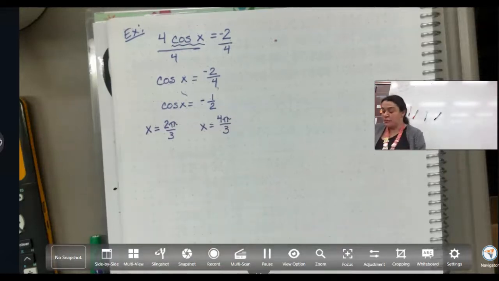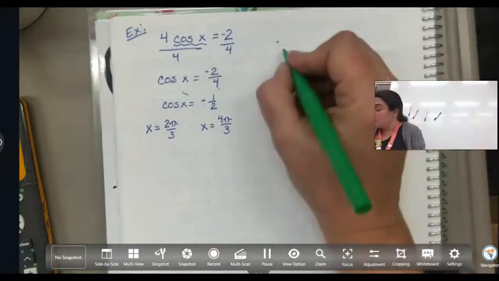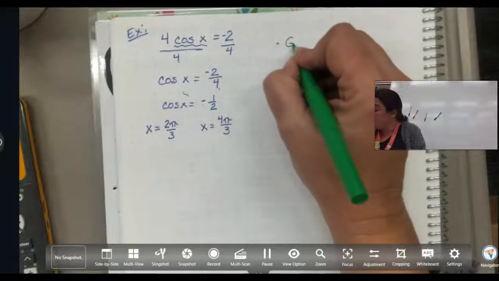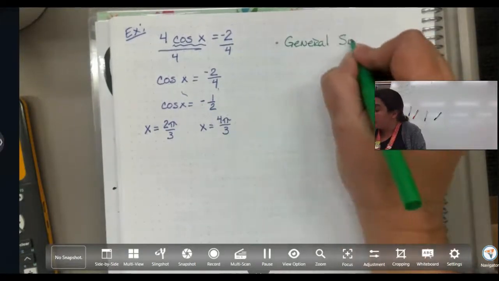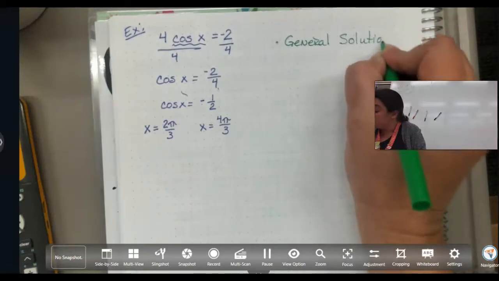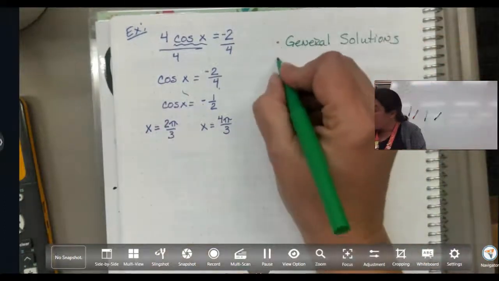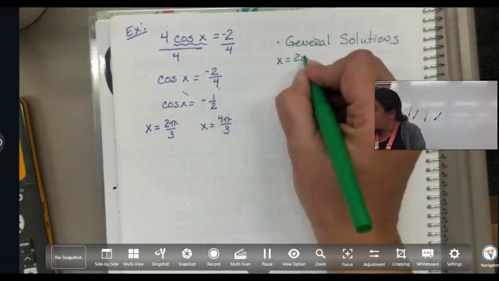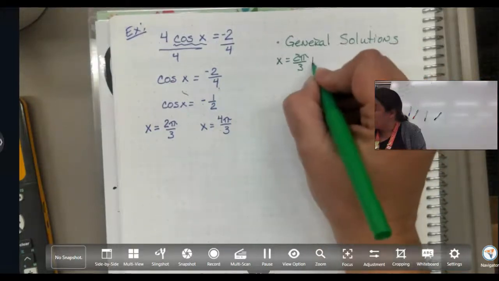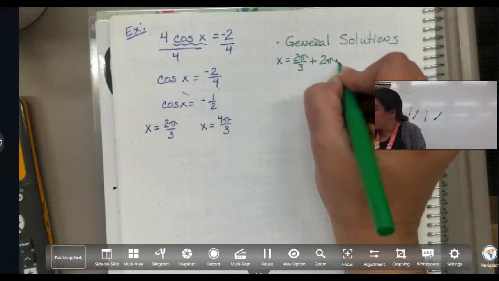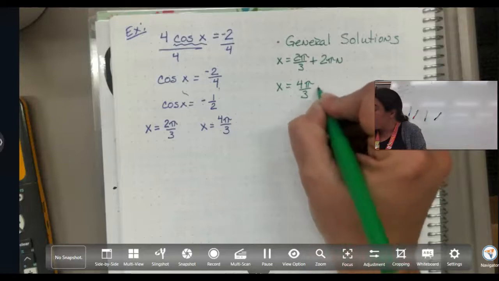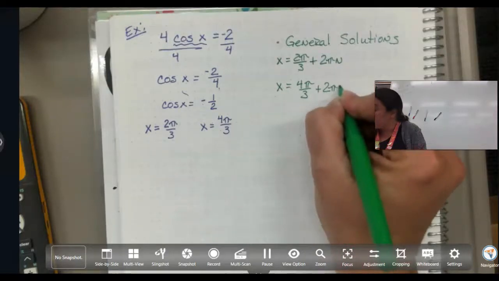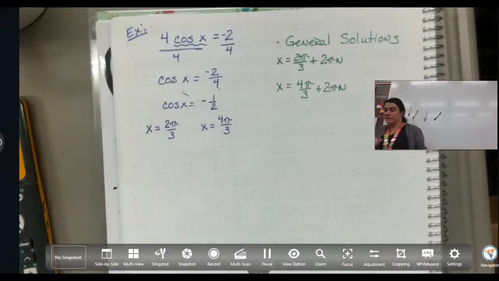If I want my general solutions, because I didn't do any weird dividing in here, for my general solutions, all I would have to do is add the 2 pi in. So I would get x equals 2 pi over 3 plus 2 pi n, and I would get x equals 4 pi over 3 plus 2 pi n. Okay, so that one was a little more straightforward.